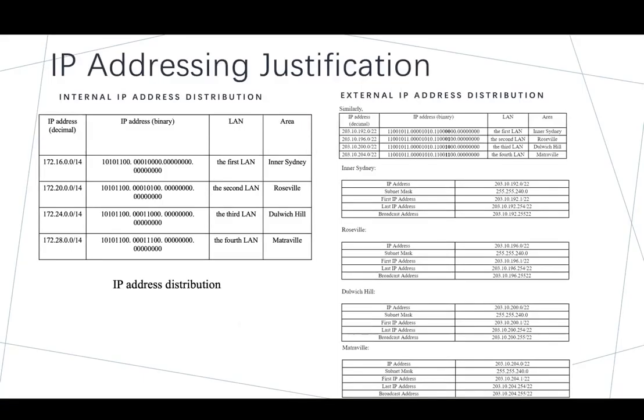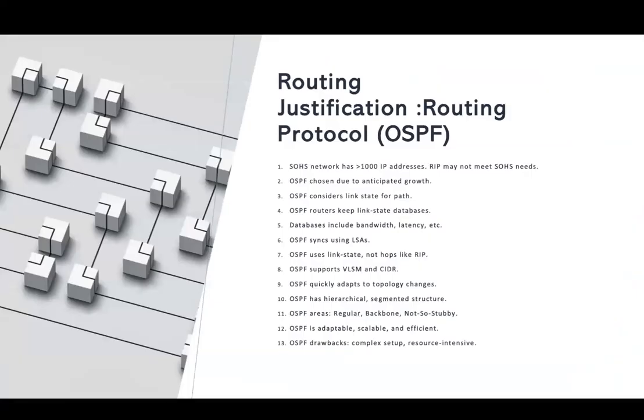The IP address distribution is quite simple. The basic logic is that we borrow 2 bits from the host address, which is 00, 01, 10, and 11 for each of the 4 areas as it shows. And we choose OSPF as the routing protocol. In this network, there are at least 1,000 IP addresses, so RIP does not satisfy the need. Eventually, we choose OSPF.